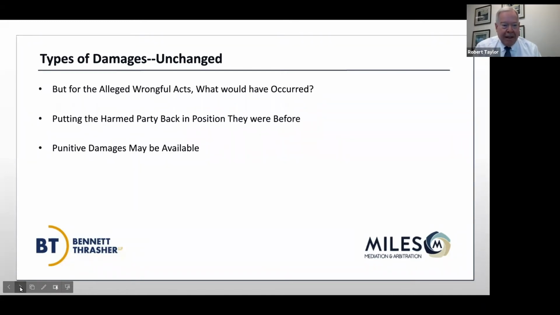Generally speaking, the damages are measured based on the issue of, but for the alleged wrongful acts, what would have occurred? And you're putting the harmed party back in the position they were in before. And punitive damages may also be available on top of whatever damages are measured. Next slide.